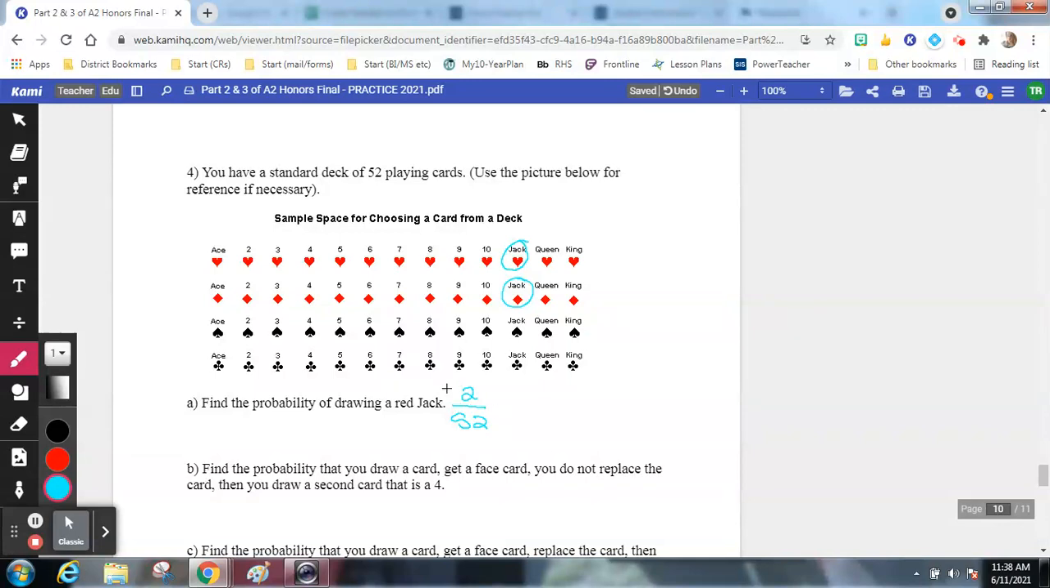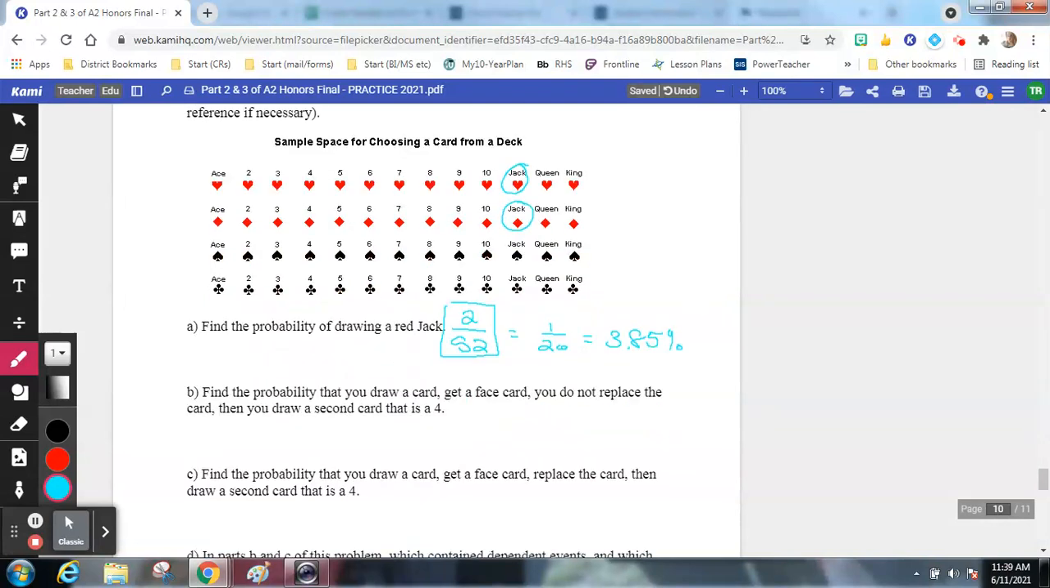You can leave it like this. This is absolutely fine. You can reduce it. You can tell me it's 1 over 26. You can give me the percentage or the decimal. It doesn't matter to me. Most people are probably going to leave it in that first fraction just because it's safe.